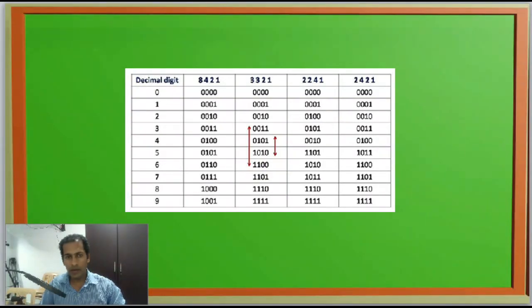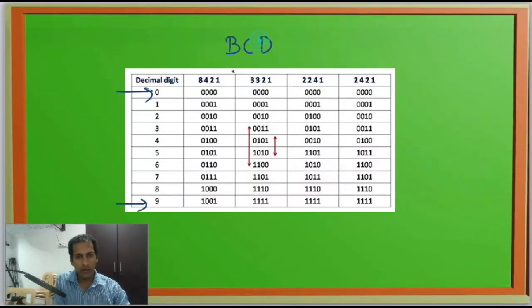So here is the table. In this we can see the list. Here we have decimal digit, say 0 to 9. Decimal numbers from 0 to 9. Now we have different BCD codes. These are all different BCD codes.